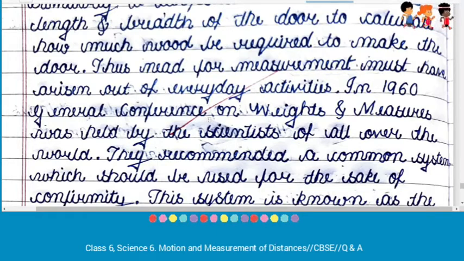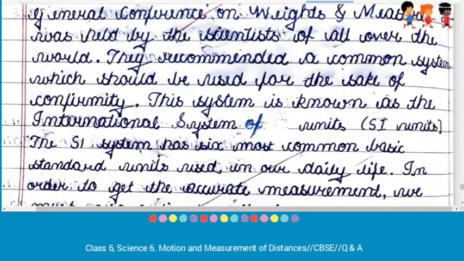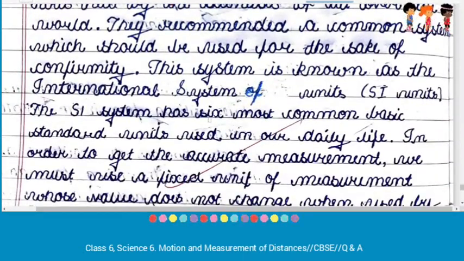In 1960, General Conference on Weights and Measures was held by the scientists of all over the world. They recommended a common system which should be used for the sake of conformity. This system is known as the International System of Units, that is SI unit. The SI system has six most common basic standard units used in our daily life.